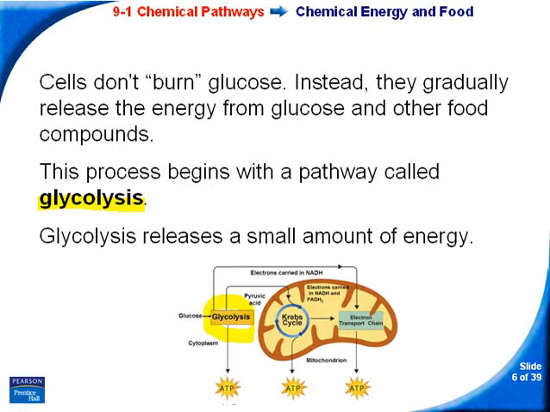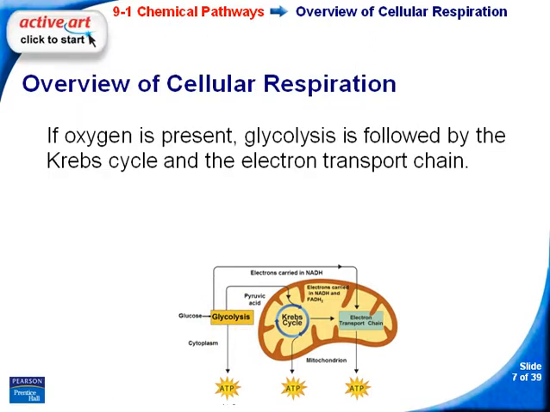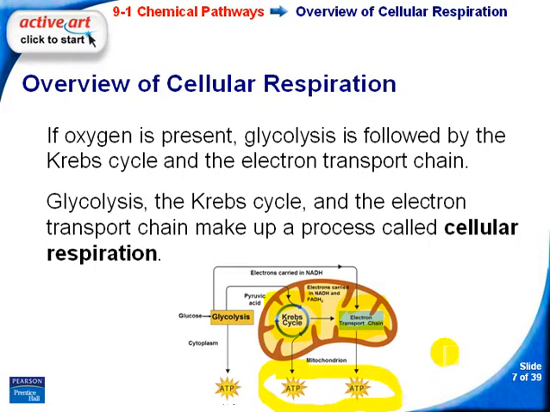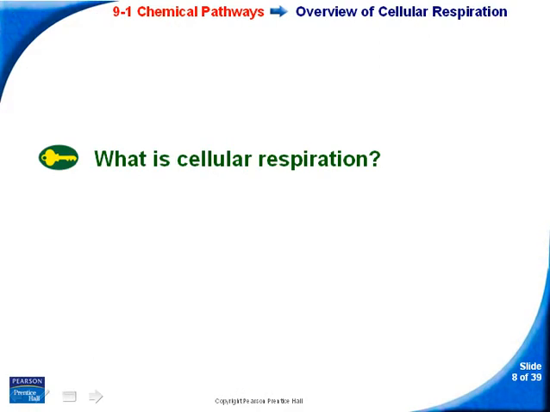Now, glycolysis is pretty small. It's only going to release a small amount of energy. If you have oxygen present, then the glycolysis is going to be followed with the Krebs cycle and then the electron transport chain, which release even more energy, which is represented down here. This whole process, including the Krebs cycle and the electron transport chain, is what we call cellular respiration, which is what every cell does in order to release the energy found in food.